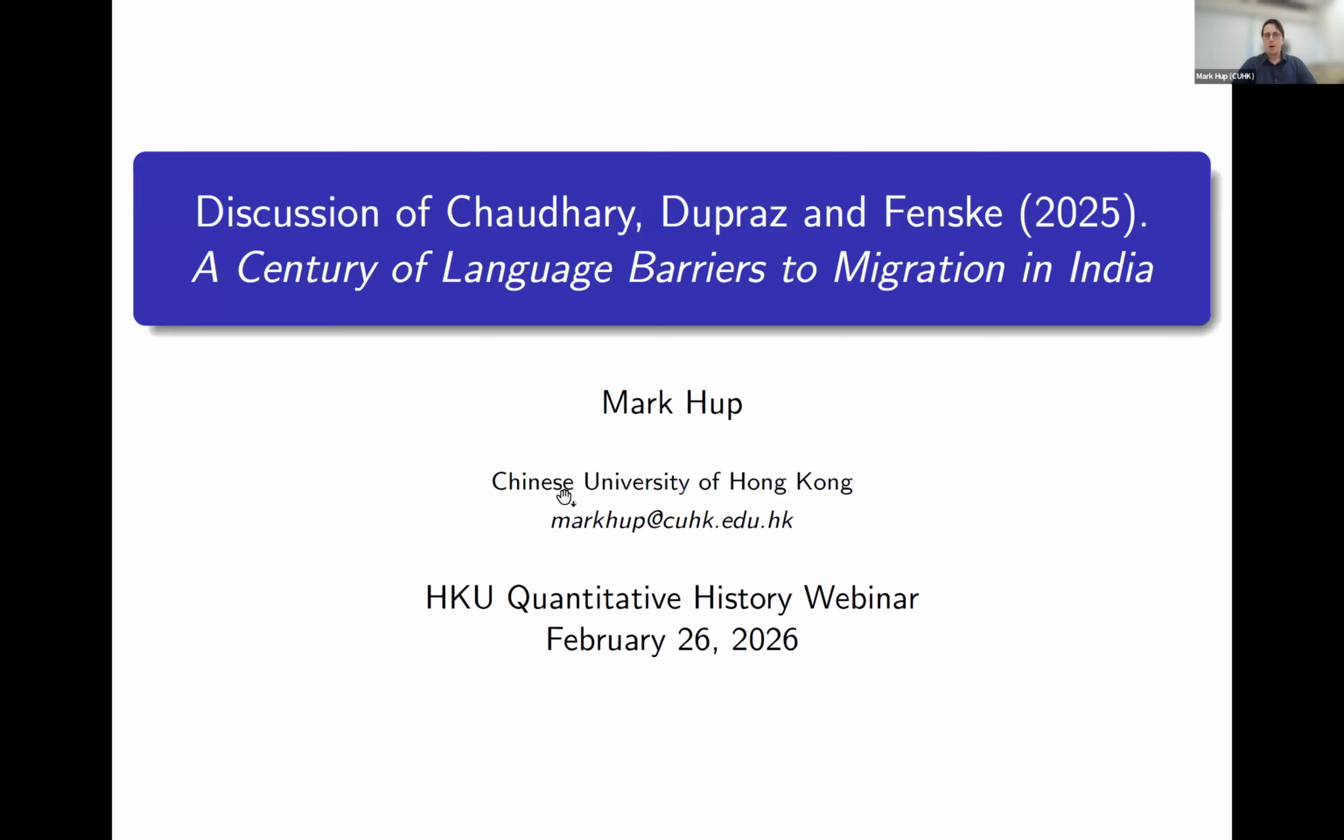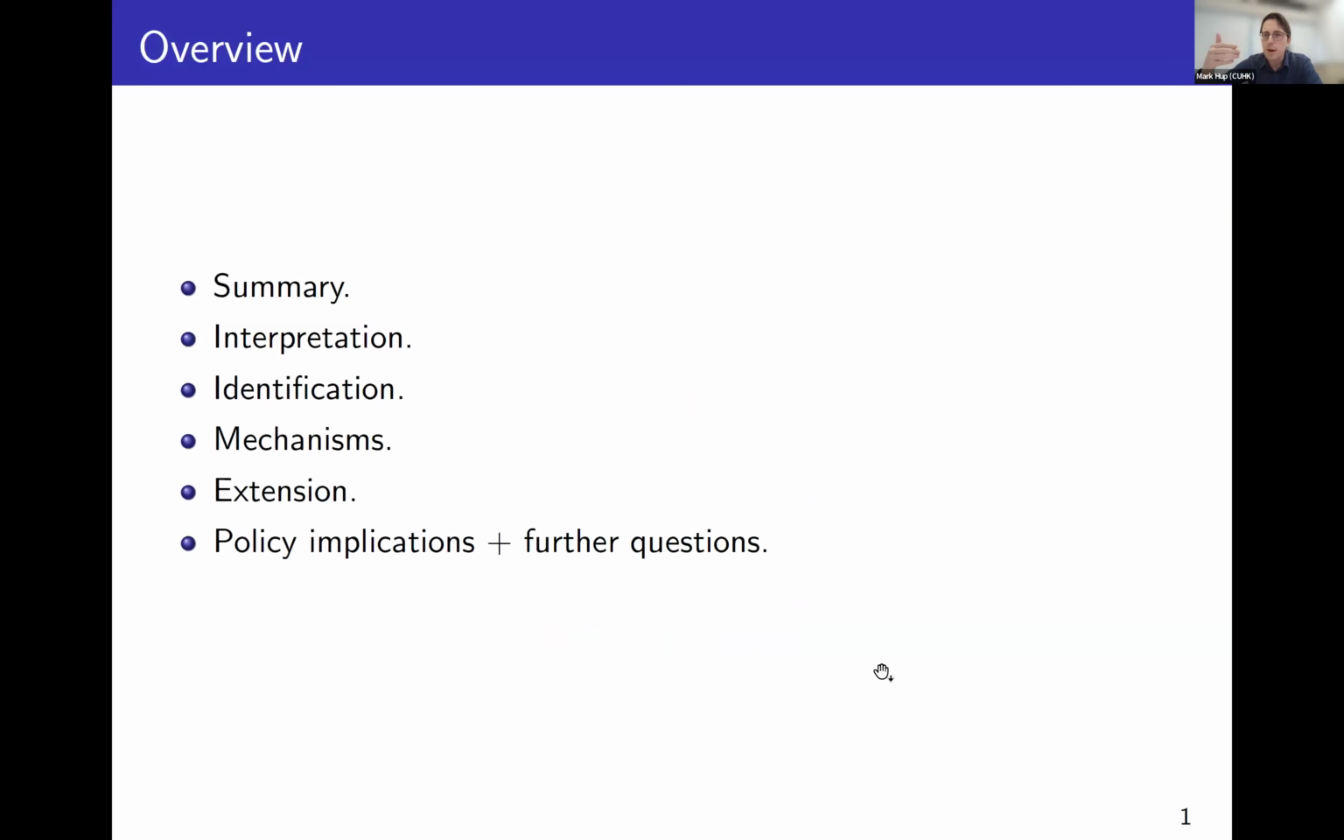Let me also share my screen and then make this full. Okay, great. So I will briefly discuss the paper by James and his co-authors. I will first just give a very brief summary, and then I'll talk about some points and some questions I have concerning interpretation, some mechanisms, and also some takeaways, like what may be some future research to do as well. So not just restricted to this paper.